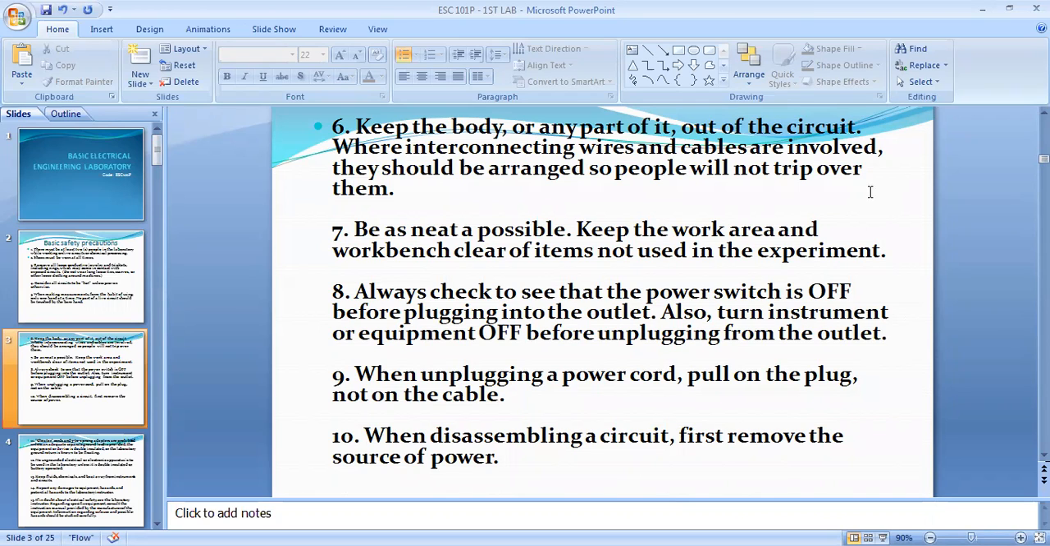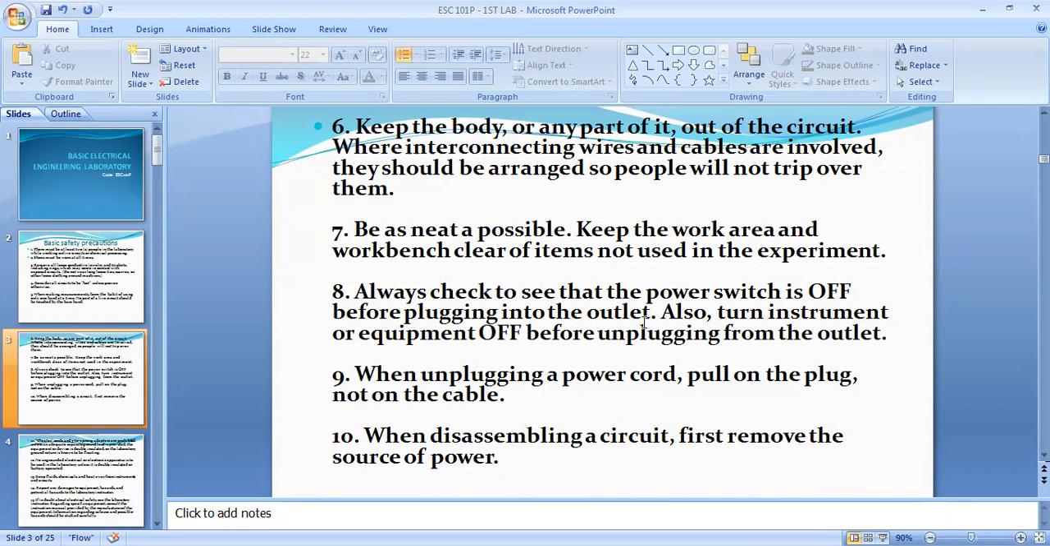Okay, when the machine is running, when the supply is on. The next point, please see point number 8. Always check to see that the power switch is off before plugging into the outlet. Always check that the power supply switch is off before plugging into the outlet.